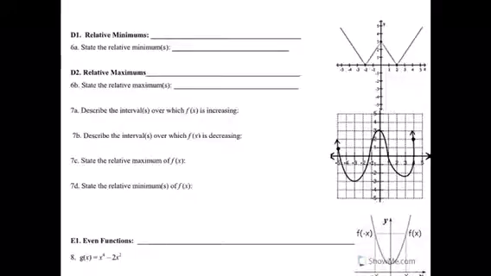A relative minimum is where the graph has the smallest value over some interval. So, where would the relative minimum be? Well, in this case, there's a relative minimum here, and there's a relative minimum here.